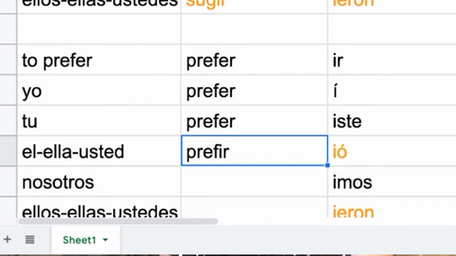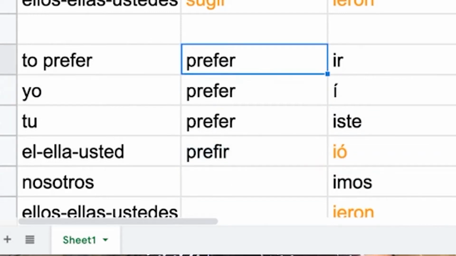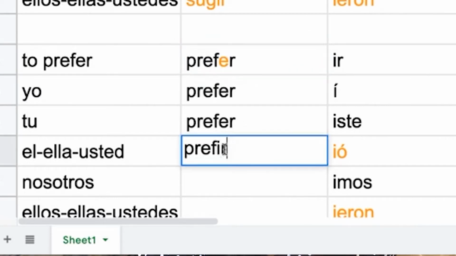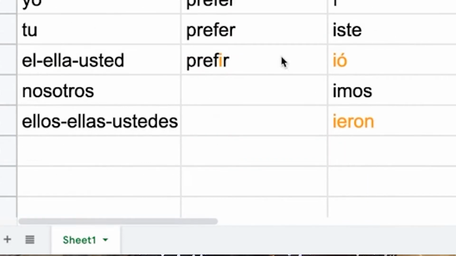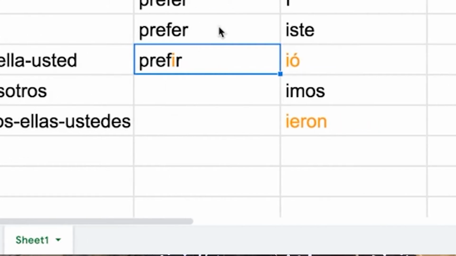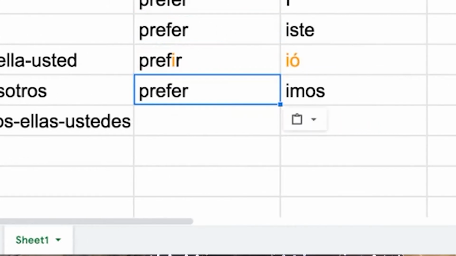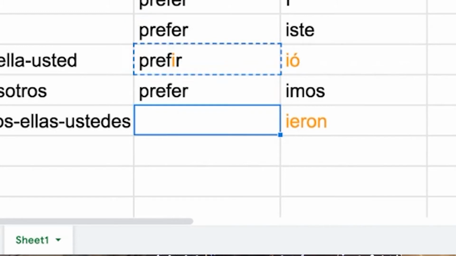So él prefirió. You see, whenever you change it, you change the last vowel of the stem. If you have doubts, it changes to an I. I'm just putting in colors so you realize. Okay, very nice. Then nosotros will stay the same, and then ellos y ellas prefirieron.